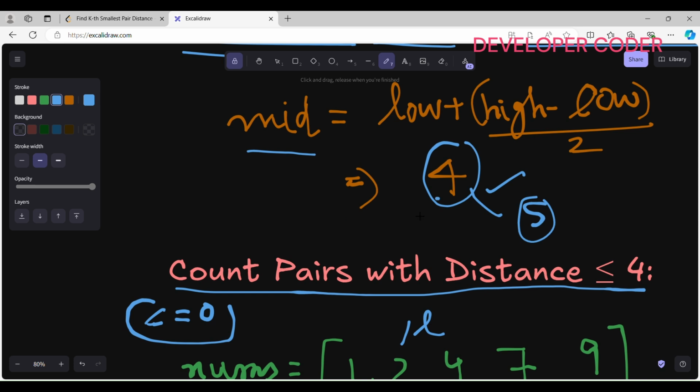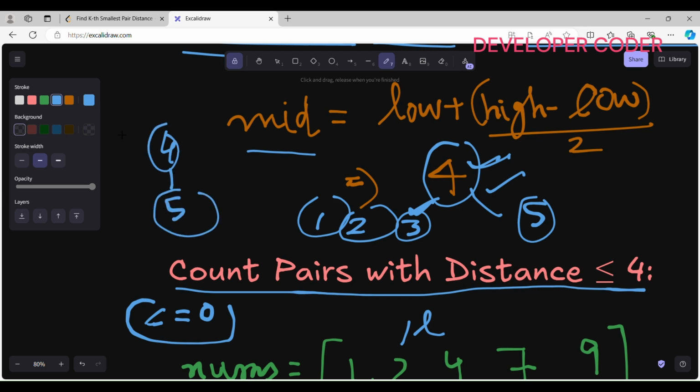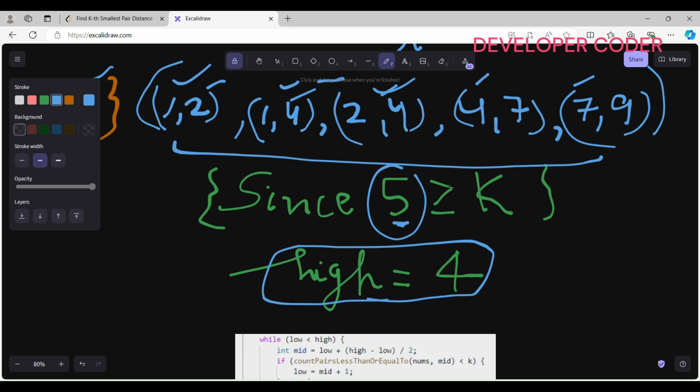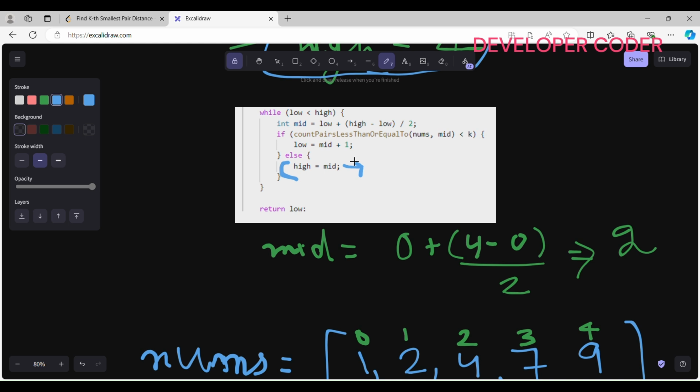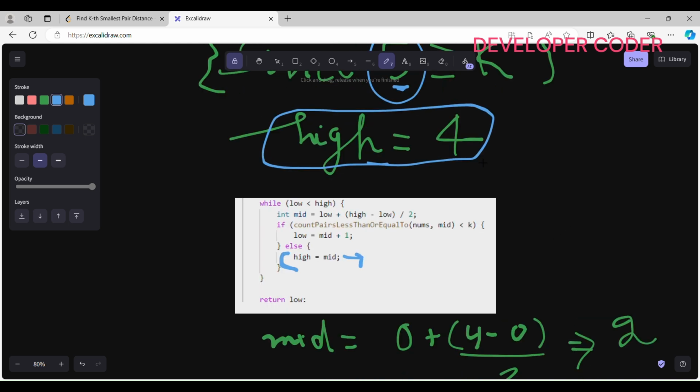Now I will see if with distance 3 I can again get 5 pairs, if with distance 2 I can again get 5 pairs, if with distance 1 I can get 5 pairs, because with 4 I am getting them. But I have to check other possibilities because we have to return the minimum distance. With 4 I am getting 5 pairs. Now I have to check if with distance 3 also I can get 5 pairs, with distance 2 I can get 5 pairs. I have to check all these possibilities, because we have to return the minimum value. So I am going to update my high as mid. My high is going to be updated as 4 now.